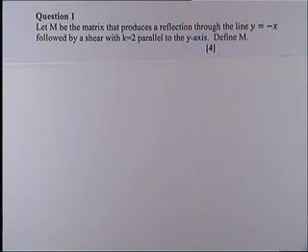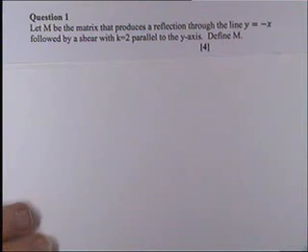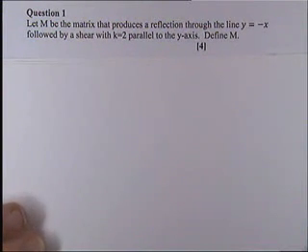As usual, you've got to keep working at these things to improve, so please work through this with me rather than just watch it. So we've got M is a matrix that produces a reflection through y equals minus x, followed by a shear with k equals 2 parallel to the y-axis. We've got to define M.